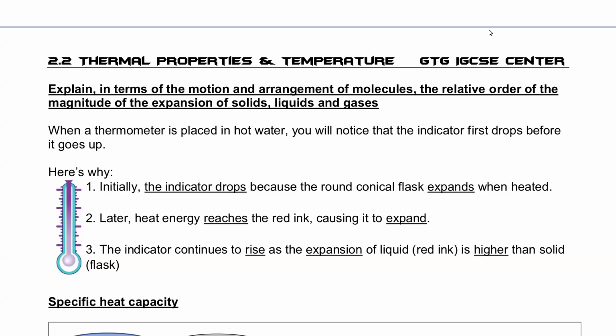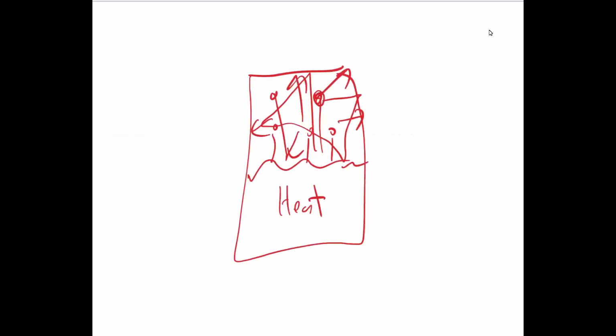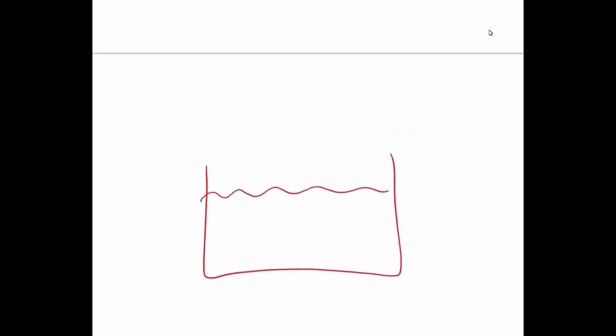Moving on to the next part, which is the proof that expansion of solid is less than liquid. Okay. So everyone knows how a thermometer works, right? Basically, imagine today I have hot water, and I place a thermometer into the hot water. What's gonna happen as I place the thermometer?